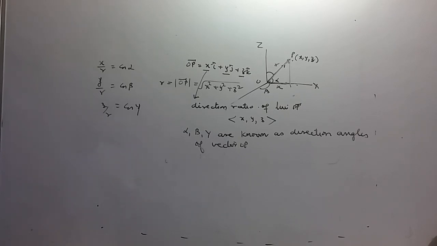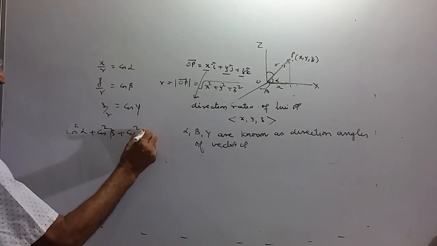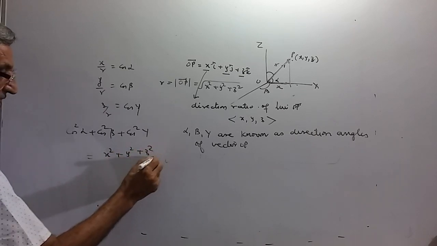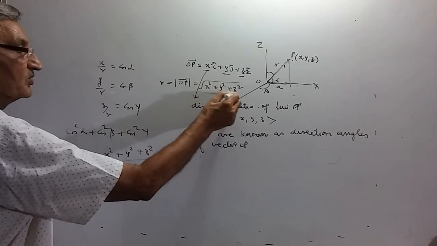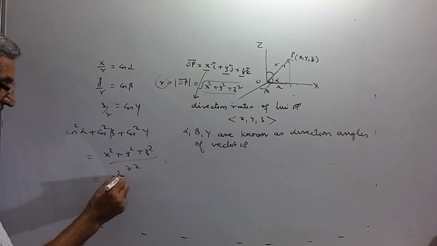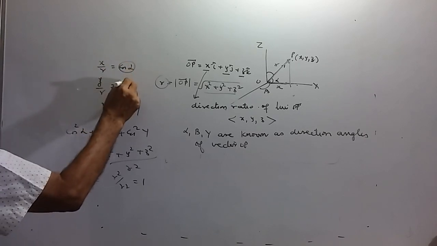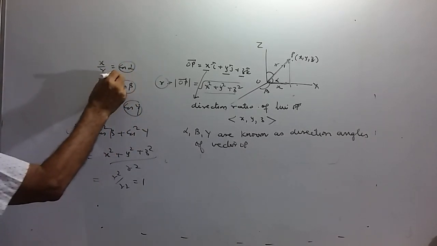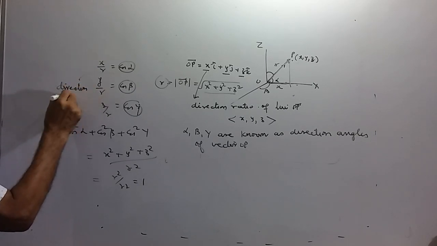If I square them, cos square alpha plus cos square beta plus cos square gamma is equal to x square plus y square plus z square divided by r square. And x square plus y square plus z square is equal to r square. R square divided by r square is equal to 1. So these are called direction cosines: cos alpha, cos beta, cos gamma are called direction cosines.